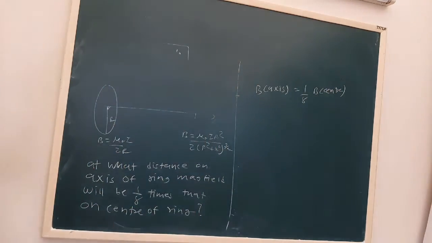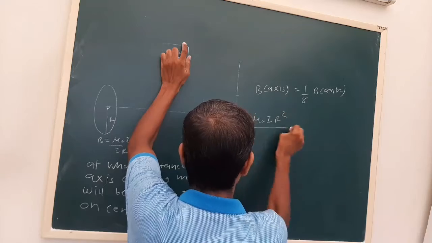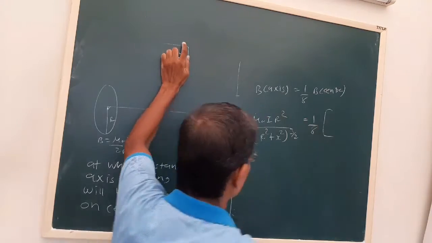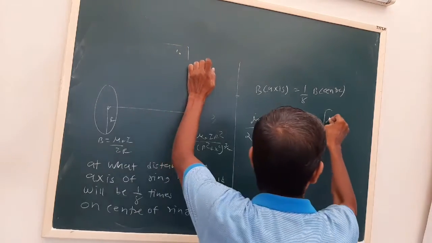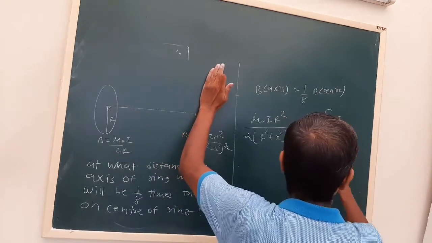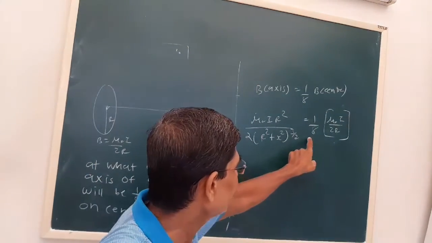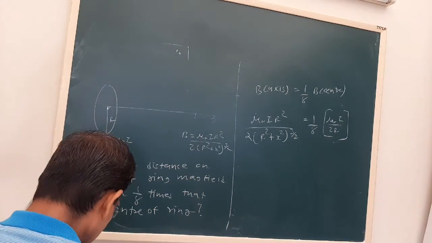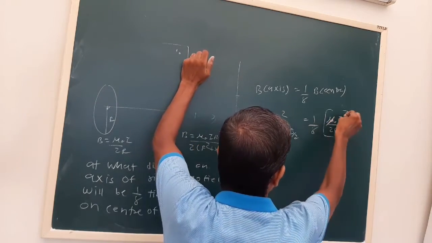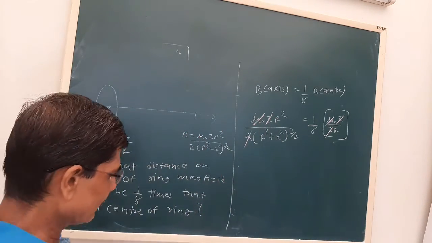Why am I taking this? Because both formulas are used simultaneously, that is mu 0 I r square upon 2 times r square plus x square raised to 3 by 2 is 1 upon 8 times the formula for the center, mu 0 I upon 2r. Now we have to simplify. Okay? Now here we have used both the formulas. The magnetic field on the axis is 1 upon 8 times that on the center. Now we have to simplify this. See mu 0 is cancelled. I also is cancelled. 2 is also cancelled. Now what is left here?